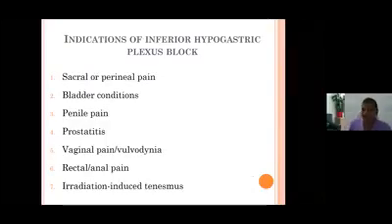Indication of inferior hypogastric plexus: the structures mainly supplied by this plexus are mainly the rectum and the bladder, penile pain, prostatitis, vagina, rectum and anal pain. Sometimes irritation-induced tenesmus is also a very important pain, which is relieved by the inferior hypogastric block. This block is not commonly used, but we generally apply the superior hypogastric block.